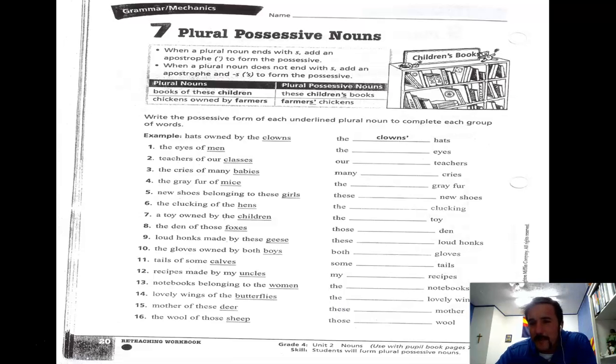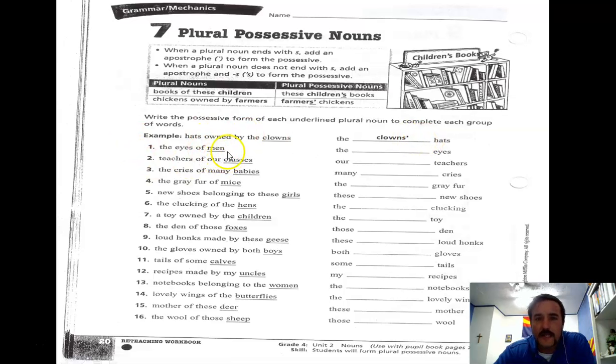This is your assignment. Same concept as what we went through yesterday, still dealing with plural possessive nouns, but here you really have to be careful because as you see in the example, here's the plural noun. You say, oh, it already ends in S, so I just added the apostrophe to show the clowns own the hats.